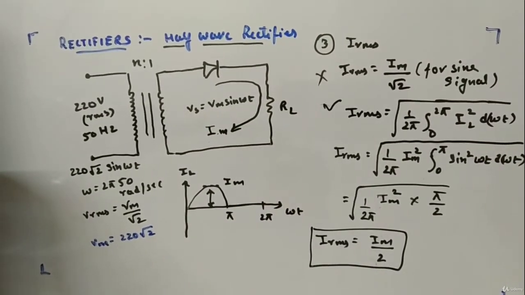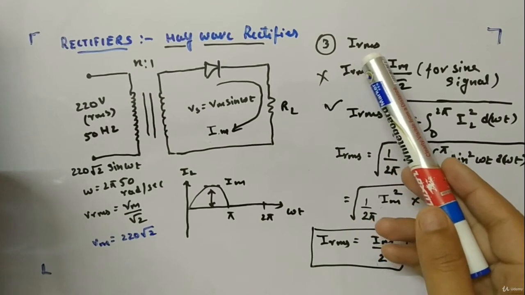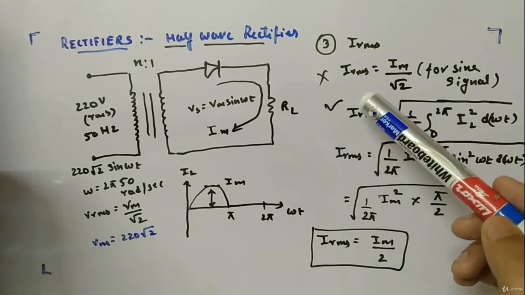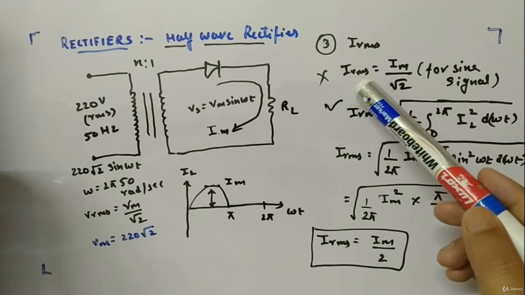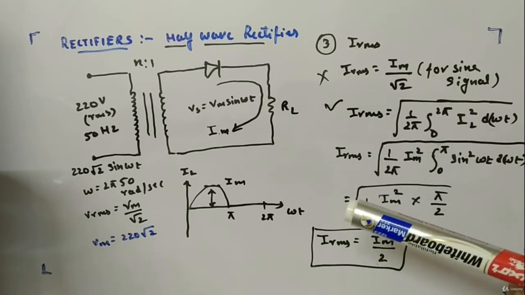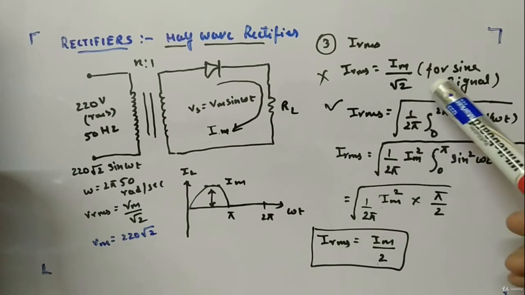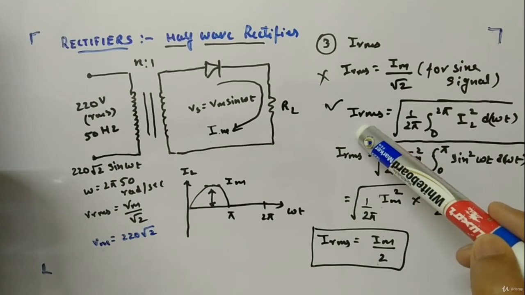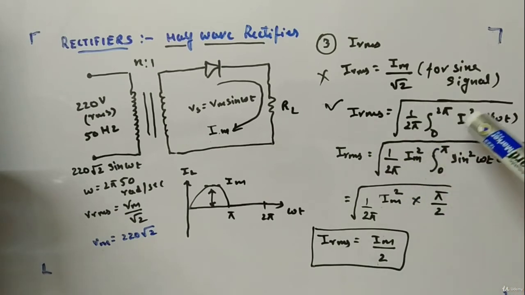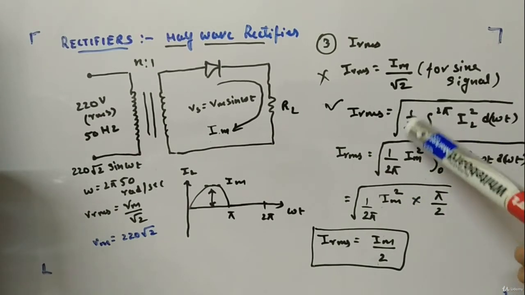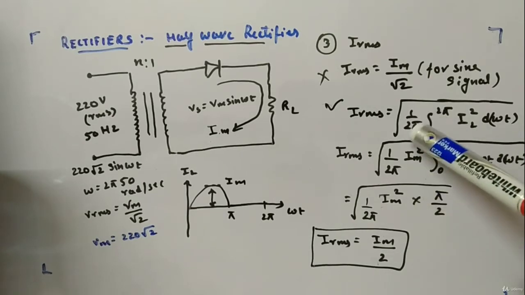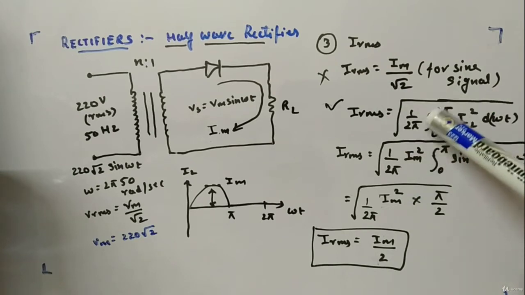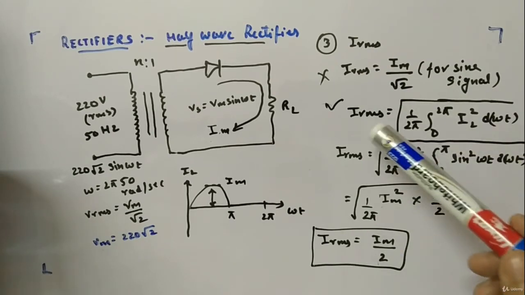Okay, so let's look at the third property, which is RMS current. Now you might think RMS value can be Im divided by root 2, but that is not. It is for a sine signal. The real definition is this one, where RMS will be root mean square. Root mean means average, 1 by 2 pi, 0 to 2 pi, d omega t, square, root mean square value.